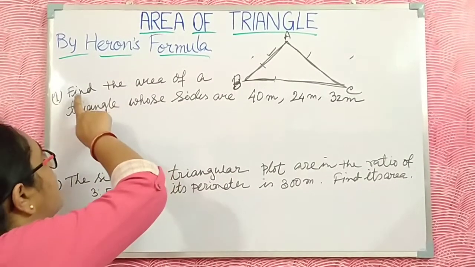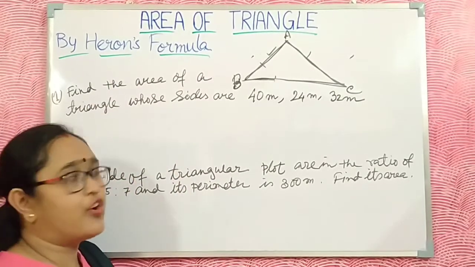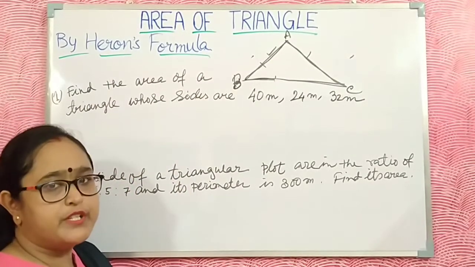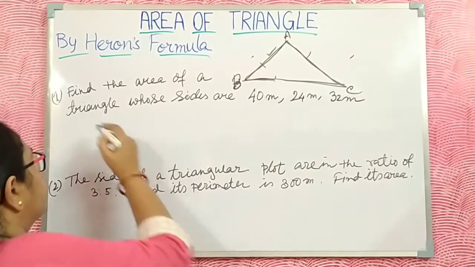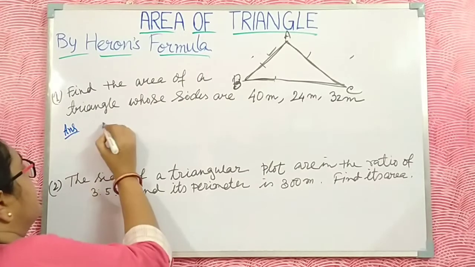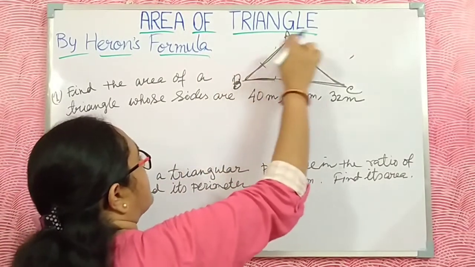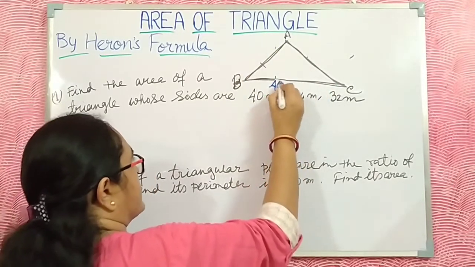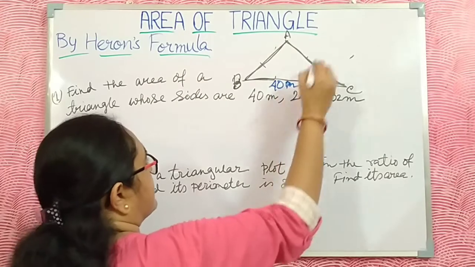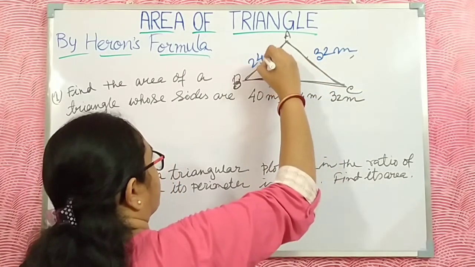Now find the area of a triangle whose sides are 40 meter, 24 meter, 32 meter. Here I draw the figure. When you do mensuration, you have to draw the figure. This is 40 meter, this is 32 meter, and this is 24 meter.